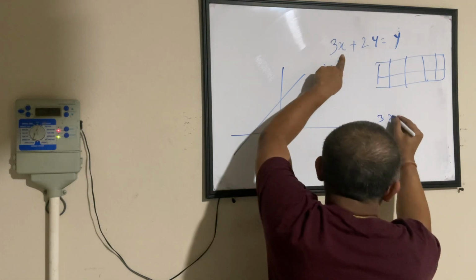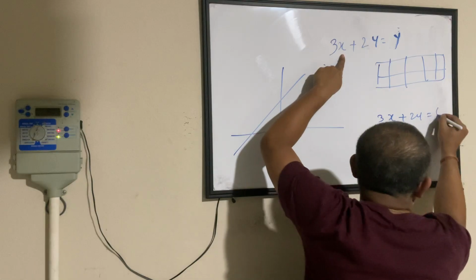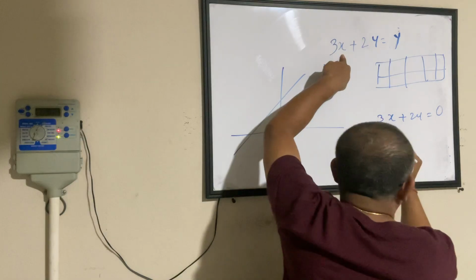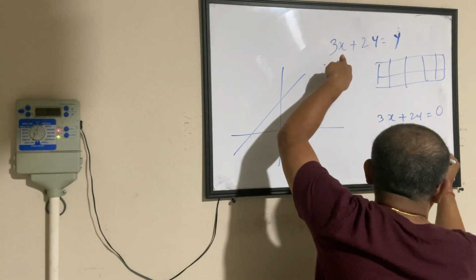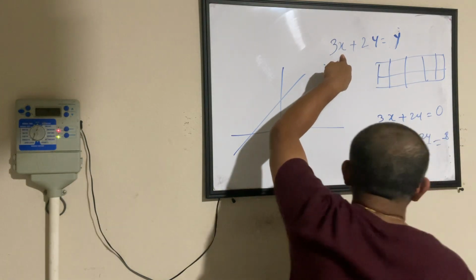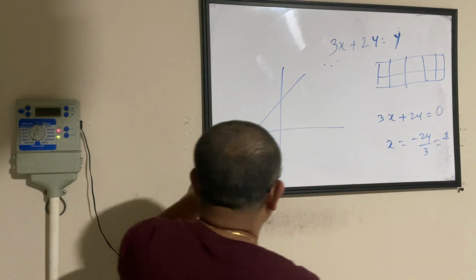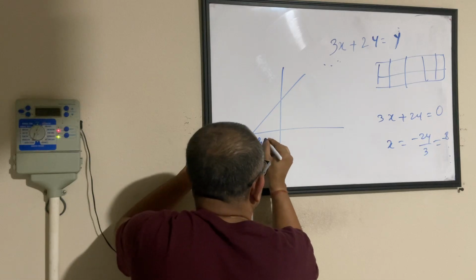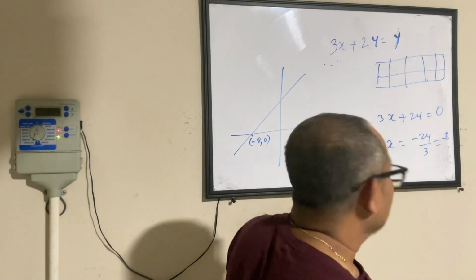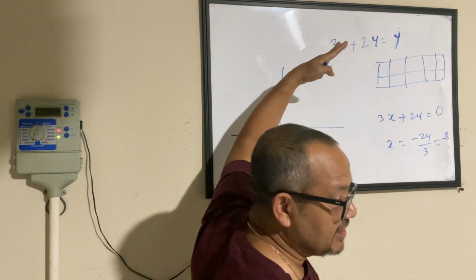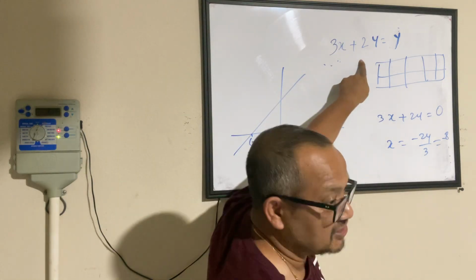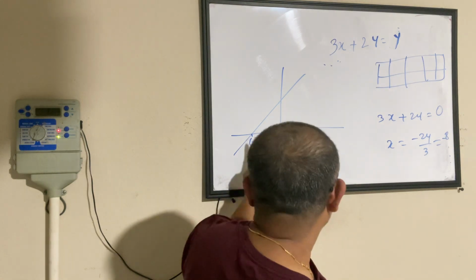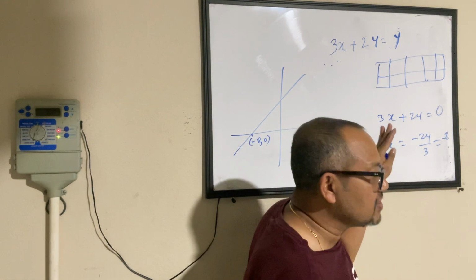Zero of a polynomial means 3x plus 24 equals 0, meaning the value of x which will give me y equals 0. From this I will get x equals minus 24 by 3, which is minus 8. So this tells me that the same line I have drawn is actually meeting the x-axis at the point minus 8 comma 0. That's it. Every point on this line is satisfying this condition. This is a contract. Nobody can breach this contract. This is just a point on this line. That's how you look at it.